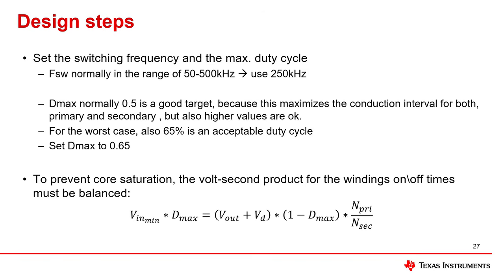The next step is to set the switching frequency and the maximum duty cycle. The switching frequency of a flyback converter is normally in the range of 50 to 500 kHz. In this case, we decide on 250 kHz. A maximum duty cycle of 50% is a good target when designing a flyback, because this maximizes the conduction interval for both the primary and the secondary. But also higher values are acceptable. For the worst case, we allow a duty cycle of 65% in this case.